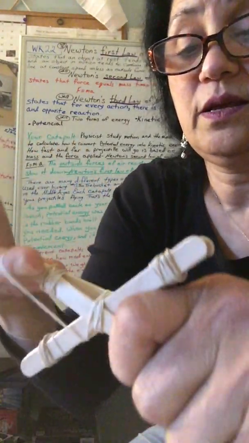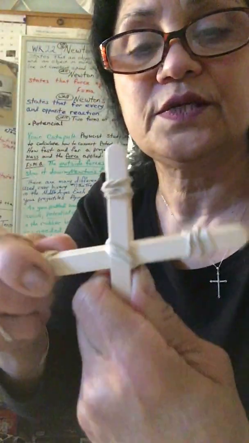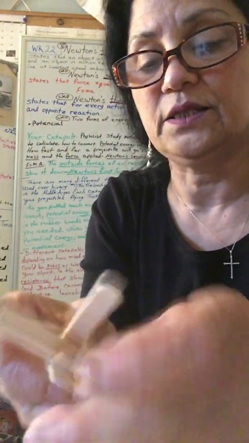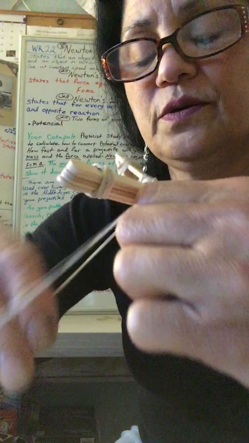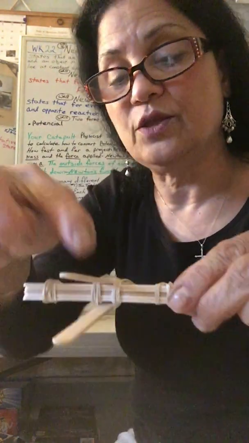Okay, so now I made my cross, and now I'm going to put rubber bands to hold it. Again, two rubber bands on either side. One, two, three, four. Now let's do the other side. See how it is? Now I'm going to cross it on the other side. One, two, three. All right, and there you have it. There's your catapult. And again, you could put the cap.